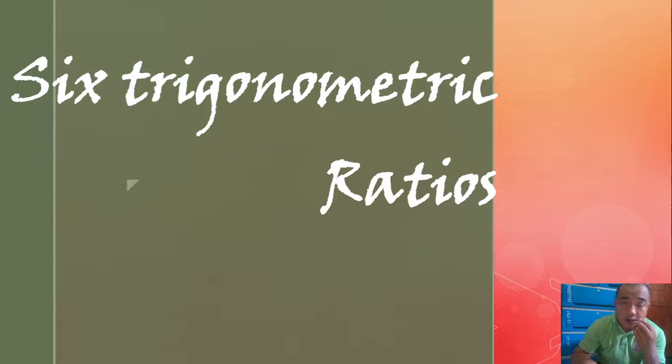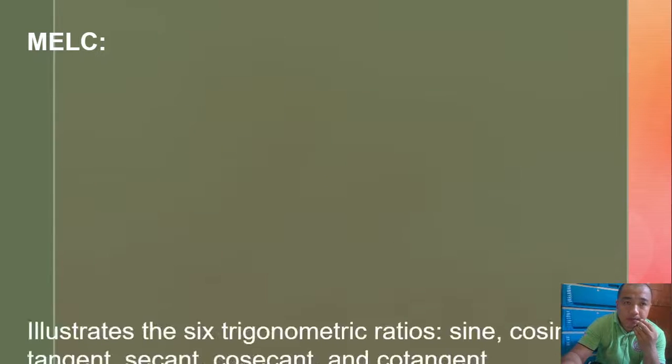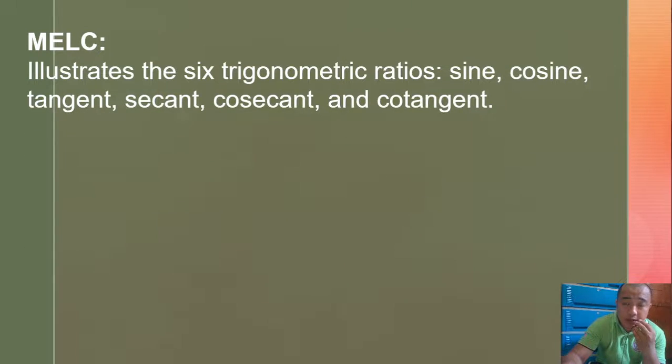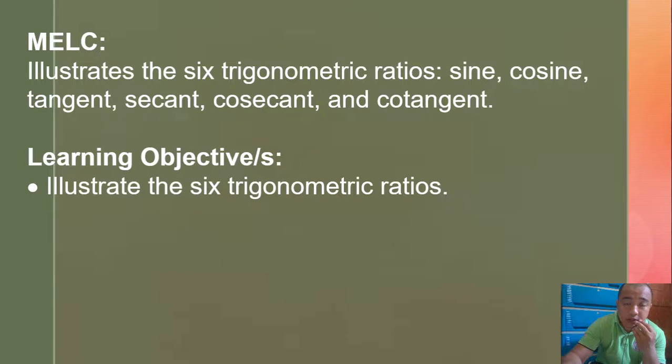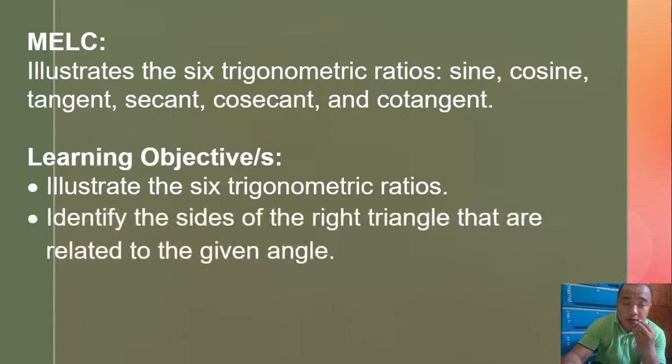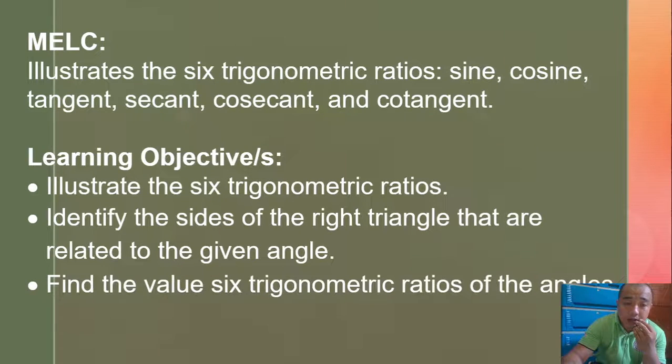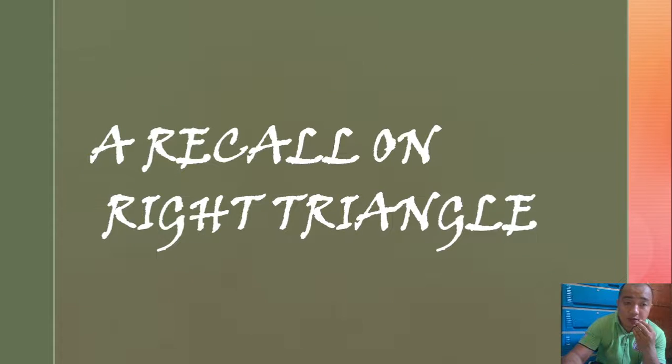So for quarter 4 week 1, we have here the six trigonometric ratios. So the MELC illustrates the 6 trigonometric ratios: sine, cosine, tangent, secant, cosecant, and cotangent. And for the learning objectives: illustrate the 6 trigonometric ratios, identify the sides of the right triangle that are related to the given angle, and find the value of the 6 trigonometric ratios of the angles.